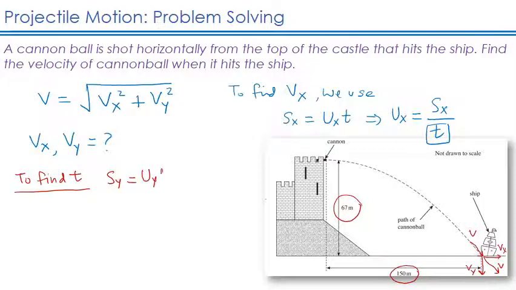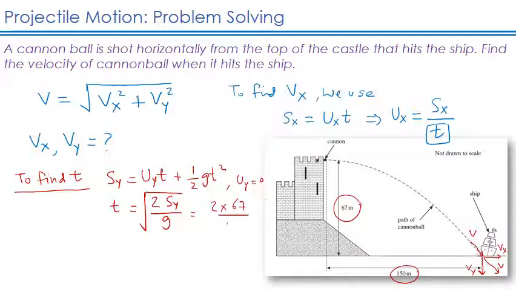Ui is 0 at the start. It makes our work easier. So you can see we can find t by using this one, because ui is 0. So this is the square root of 2 into 67 divided by 9.81. This time you can use over here to find ux, which is equal to vx.